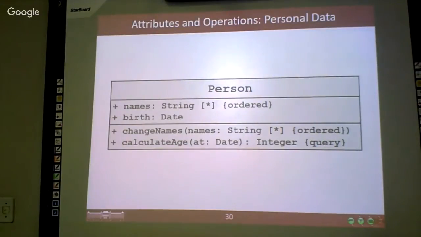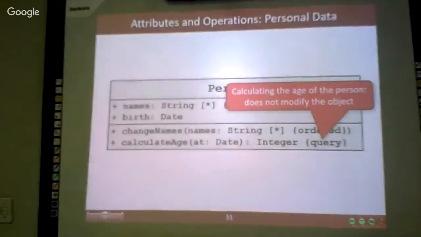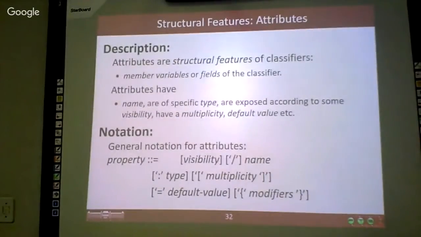And you can see the operation to change the names, and you can see that we can calculate the age, which will not modify the object. So I want to describe to you what attributes are.